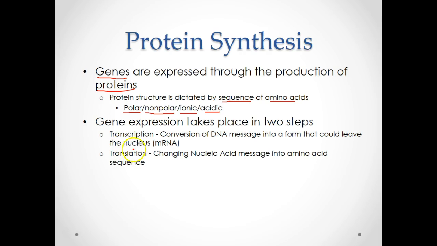Gene expression, which is how the gene is expressed physically, takes place in two steps. Like I said before, transcription is turning DNA into RNA, and then translation is turning that RNA into proteins. Transcription happens in the nucleus, translation happens in the cytoplasm. Okay.